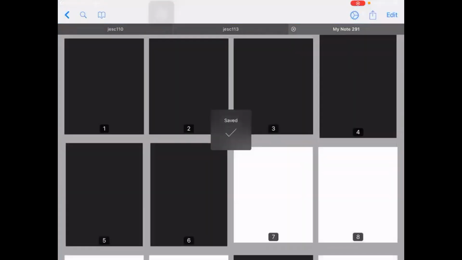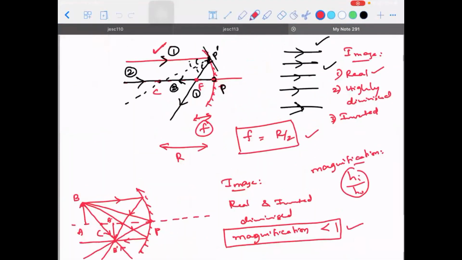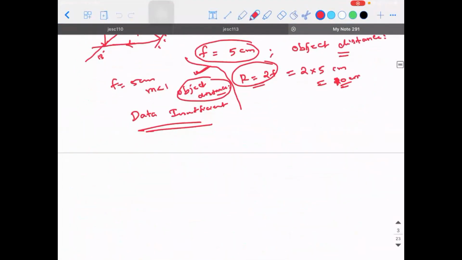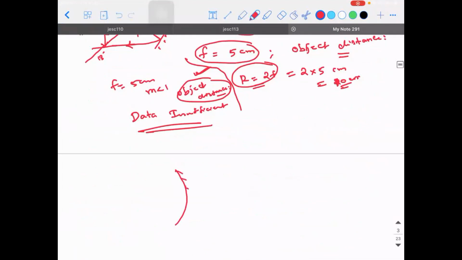Okay. So what is the next one? Between C and F. So between C and F, where is the image formed? Beyond C.